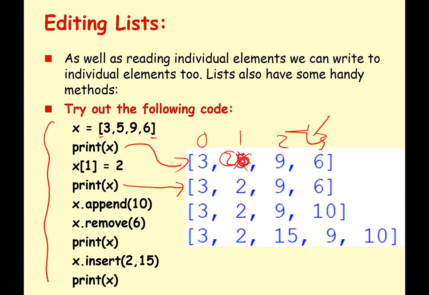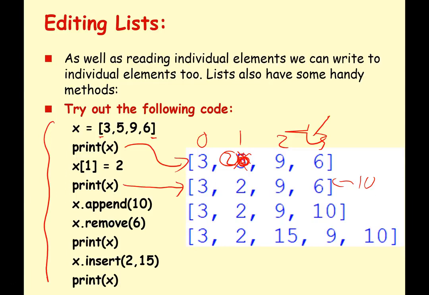X dot append 10, X dot remove 6. So append means to add to the end. So for that line, the computer's going to go, okay, we've got the 3, we've got the 2, we've got the 9, we've got the 6. We need to add 10 to the end of this list. So it goes 3, 2, 9, 6, 10.